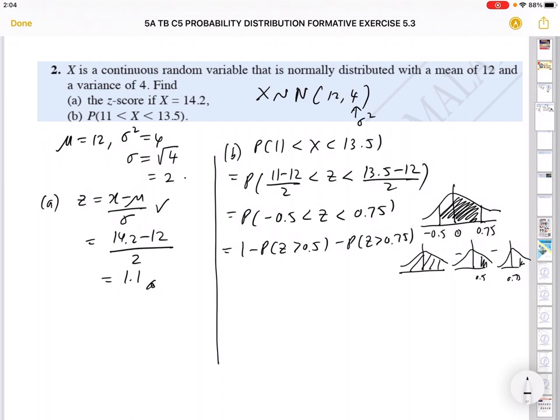These two values you can read from your mathematical table, or you can use your calculator. The calculator will do this as well. So you get 1 minus 0.3085 minus 0.2266. My answer is 0.4649. I think this is quite okay, not difficult. Now, moving on to question number 3.